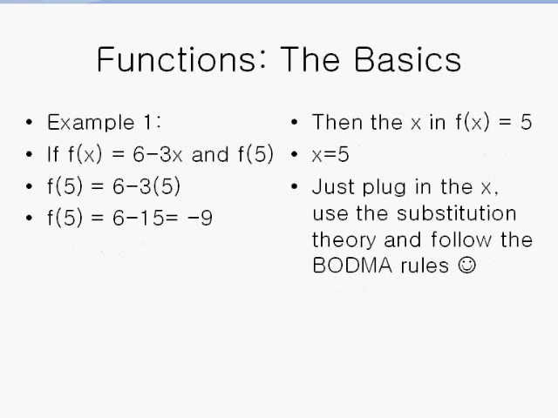Okay, so let's look at example 1. If f of x equals 6 minus 3x and x equals 5, just think of this x in here as a 5, right? f of 5 equals 6 minus 3 times 5. So remember the Bodmas rule: we multiply first, 3 times 5 is 15, then 6 minus 15 equals negative 9. Just plug in the x, use the substitution rules, and follow the Bodmas rules.